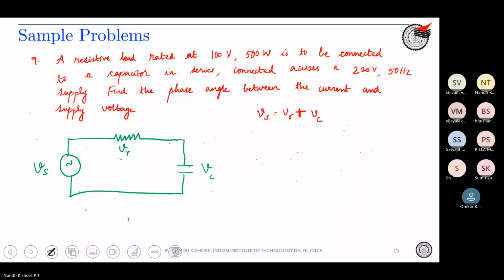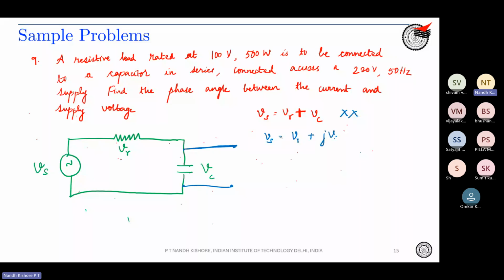So you cannot write that, because Vs and VR would be in phase, whereas Vc would be out of phase, correct? It's a series circuit. So you would understand that the voltage across the capacitor would be phase shifted from VR. So this is not correct. The correct representation would be Vs is equal to VR plus JVC.